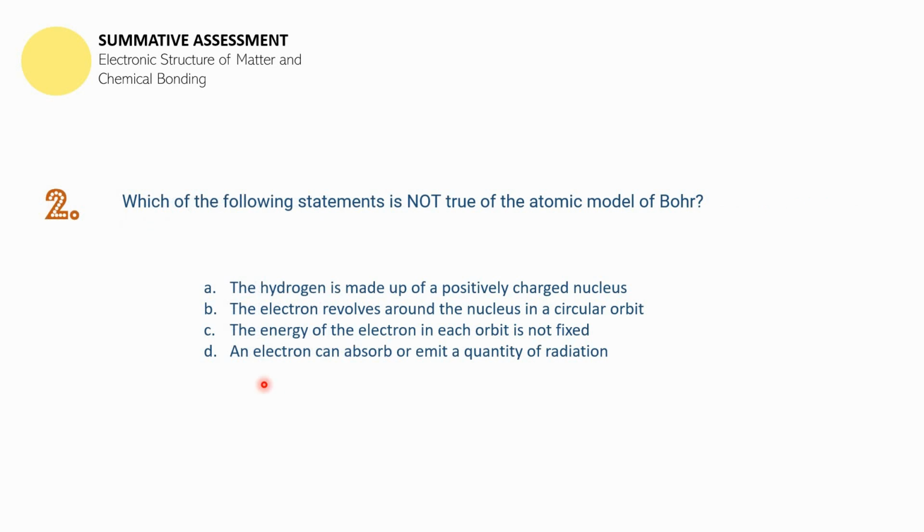Question number 2, which of the following statements is not true of the atomic model of Bohr? A, the hydrogen is made up of a positively charged nucleus. B, the electron revolves around the nucleus in a circular orbit. C, the energy of the electron in each orbit is not fixed. And D, an electron can absorb or emit a quantity of radiation. Pause this video if you need more time. If you have decided to continue, that means you are ready to answer question number 3.